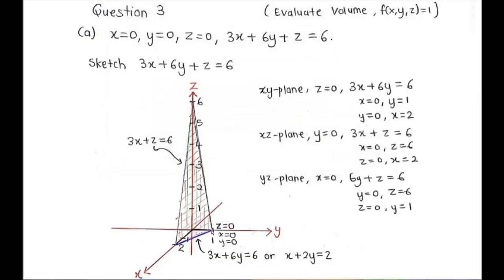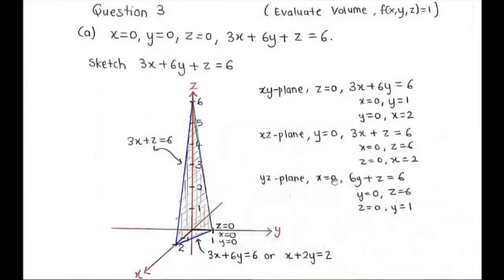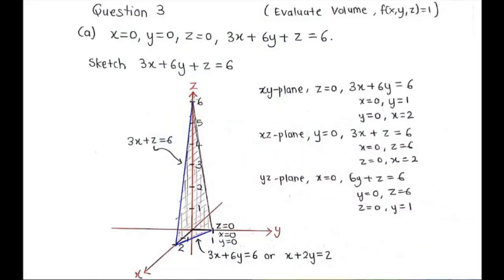And then how about the xz plane? We let y equal to 0. So we get 3x plus z equal to 6. When x is 0, z is 6. When z is 0, x is 2. So this one is the xz plane. After that, the yz plane. Let x equal to 0, so we get 6y plus z equal to 6. When y is 0, z equal to 6. When z equal to 0, y equal to 1. So this one is the yz plane.